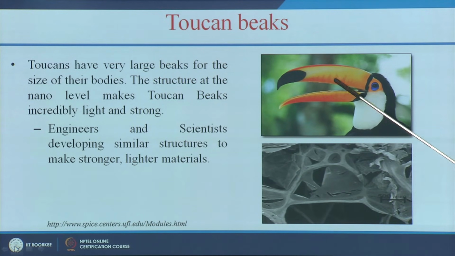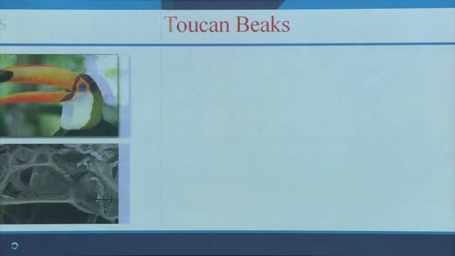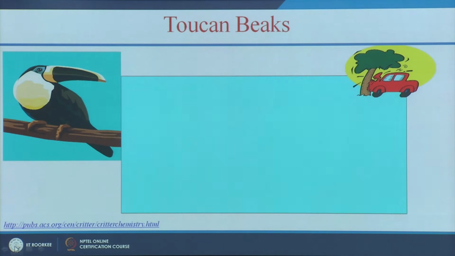When you see the beak under the electron microscope, it has a very good nanostructure. It is a strong material as well as a lighter material. So, it can carry it, and at the same time it is a very strong material. So, we can make something similar to that.